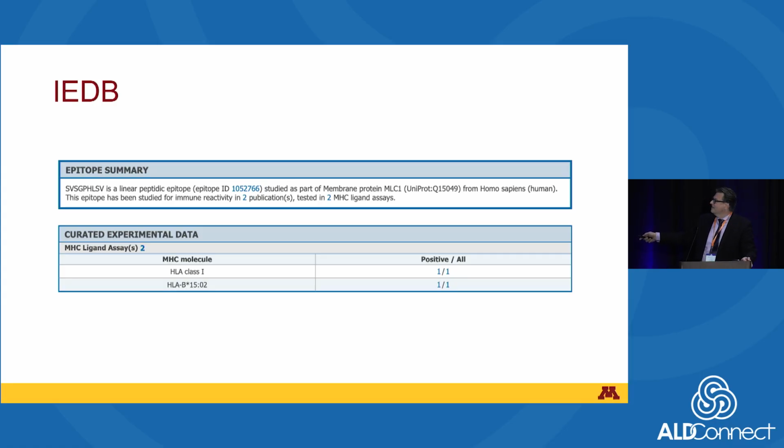It can be bound with HLA class 1, B star 1502. So it's amazing that we discovered an antibody that binds to a region on the outside of the cell that somebody also described 20 years ago that is potentially immunogenic.